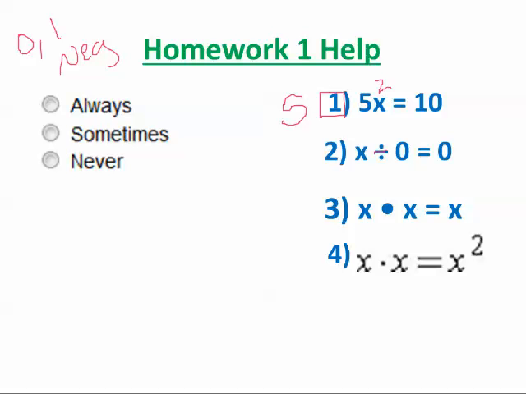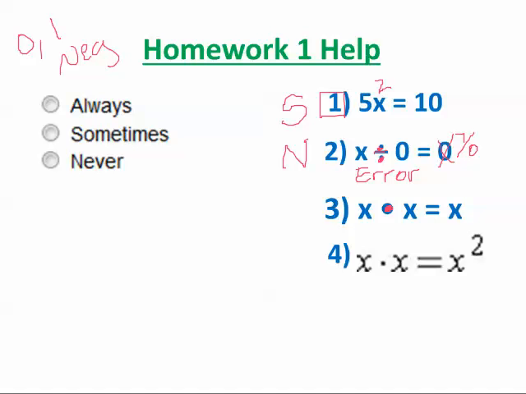x divided by 0. I want you to do this on your calculator. If you do some number, any number in the world, 7 divided by 0, you're going to get an error because we are not allowed to divide by 0, and when we divide by 0, we don't get 0. We get undefined is what they say. We're not allowed to do it. So I would say that you can never divide by 0, and that x divided by 0 is never going to equal 0.